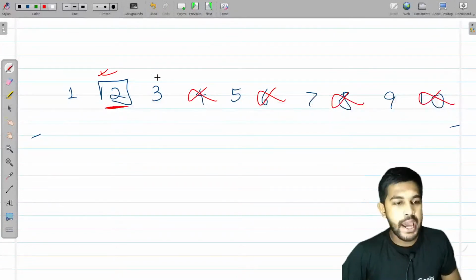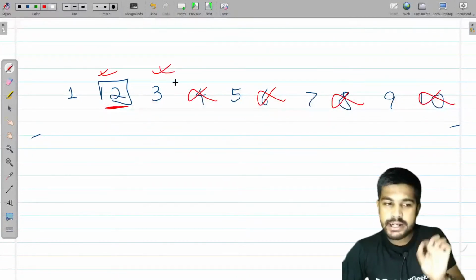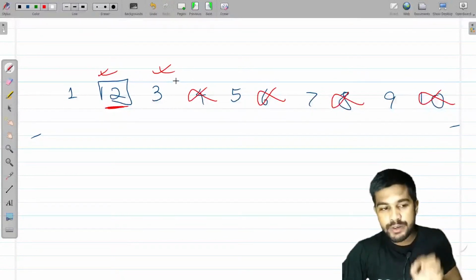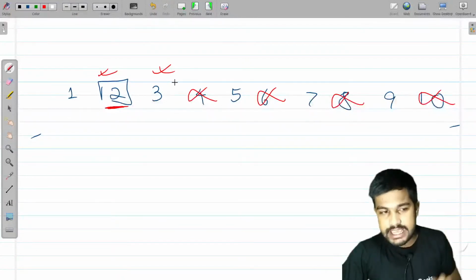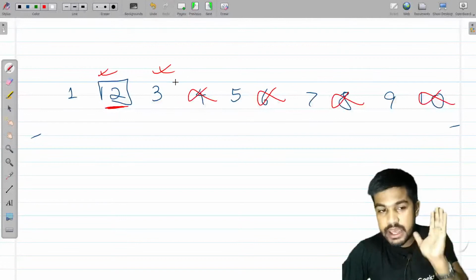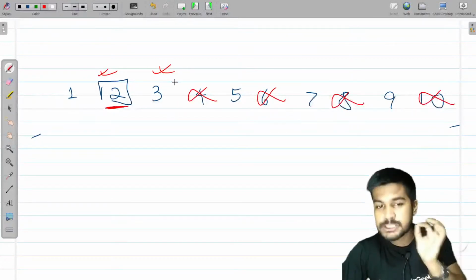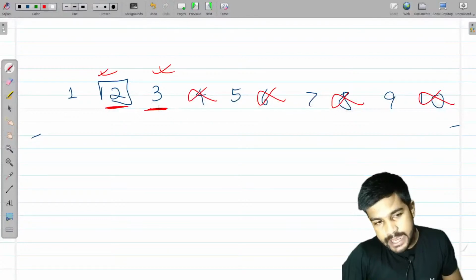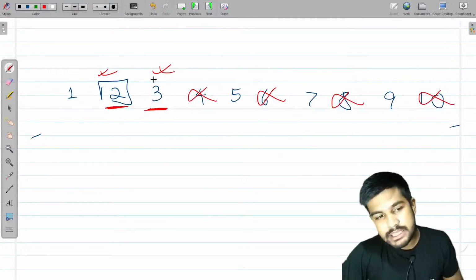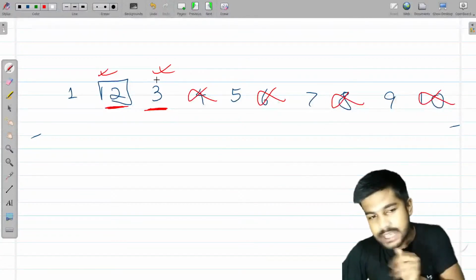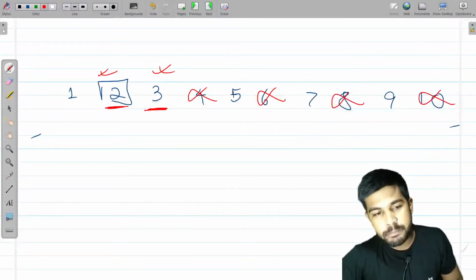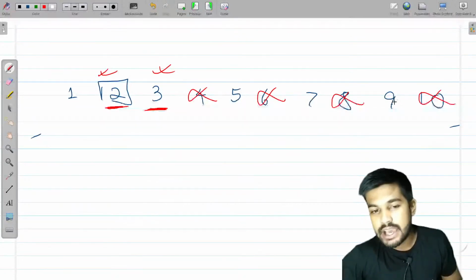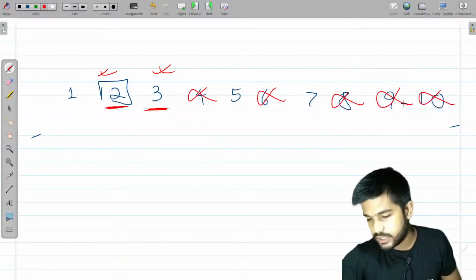Okay, now I come to the third. Third is still not striked out. Now I would be saying that 3 is a prime number and the multiples of 3 are not prime numbers. So I would take it as a prime, then I would mark the multiples of 3 as not prime. Multiple of 3, 6 is already marked, and then we would just mark 9 itself.